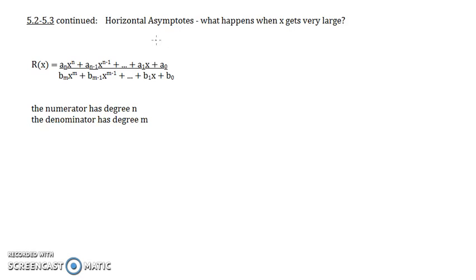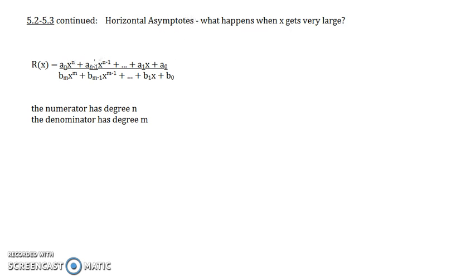Okay, so this time around we're going to talk about horizontal asymptotes. Horizontal asymptotes are a lot like the end behavior that we saw with polynomials. It's looking at what happens when x gets very large. So what happens when x gets large? That means the ends of our graph. So it's kind of like end behavior.